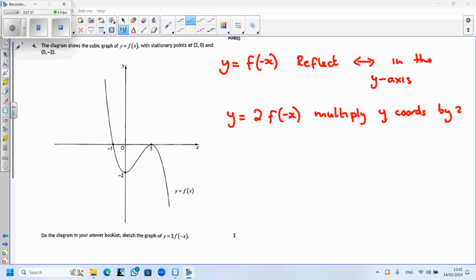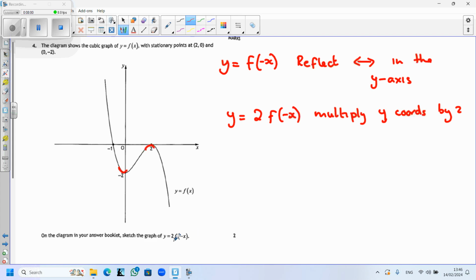The diagram shows the graph of a cubic y is equal to f(x), and it's got stationary points at the point 2, 0, and 0, negative 2. So there's a wee stationary point there, and there's a wee stationary point there. It then says on your diagram in your answer book, so you've got a booklet with axes drawn on it, you've got to sketch the graph of y is equal to 2f of negative x.